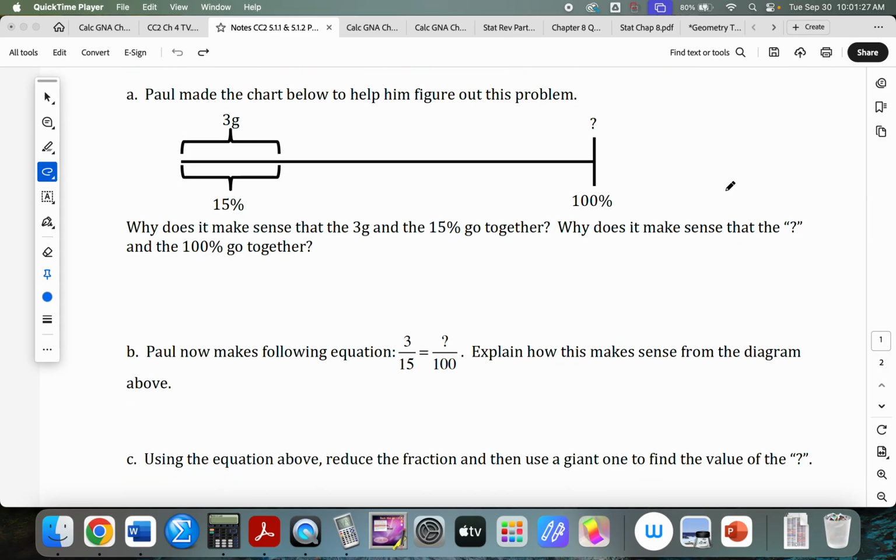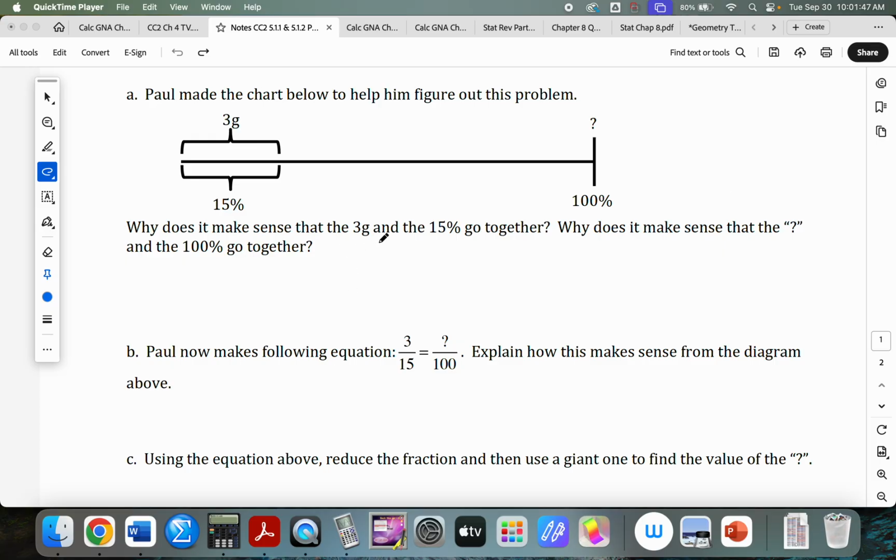So Paul made this chart. I'm going to suggest to everyone that you make these line charts when you do these problems. Is it a requirement? No. Do you have to show me some work? Yes. If you just have an answer written down, that's not going to be sufficient.